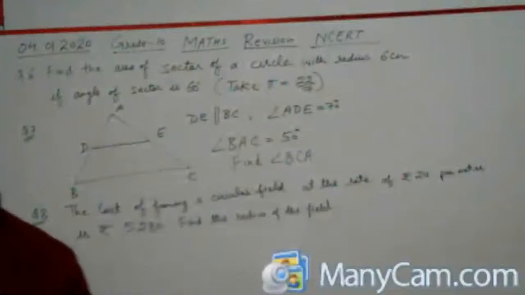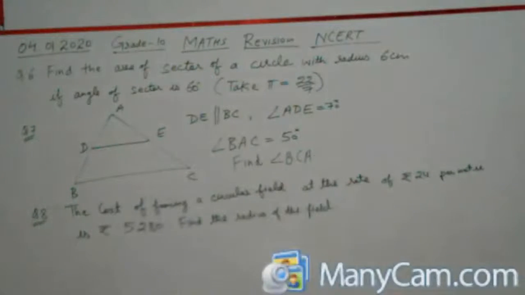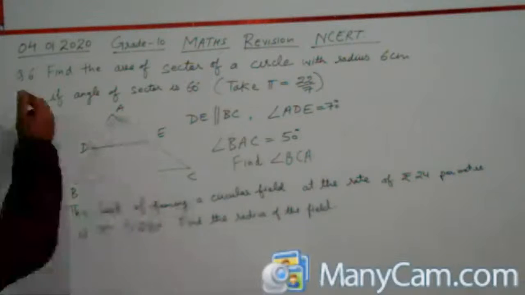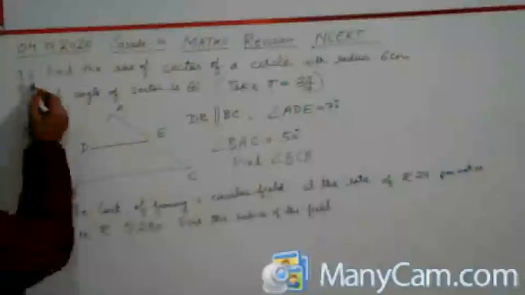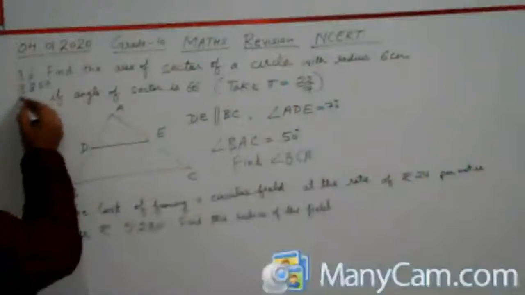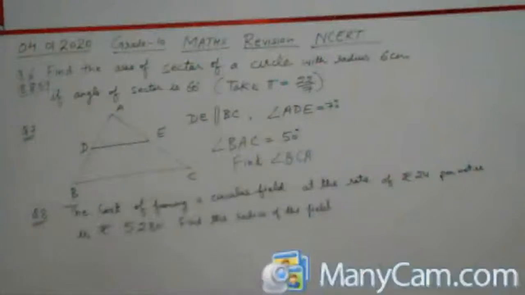So, it is a very simple question. Shashank has sent the answer of question number 6. Let's check here. Your answer is coming here, that is 18.857, right? So here we know the area of the sector, theta upon 360 into pi r square.